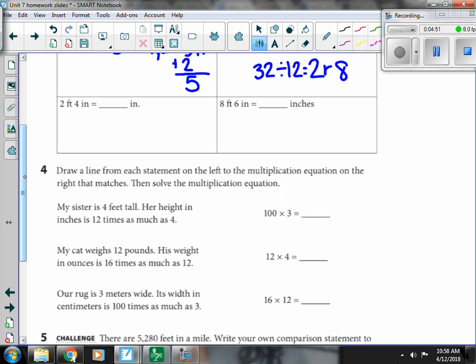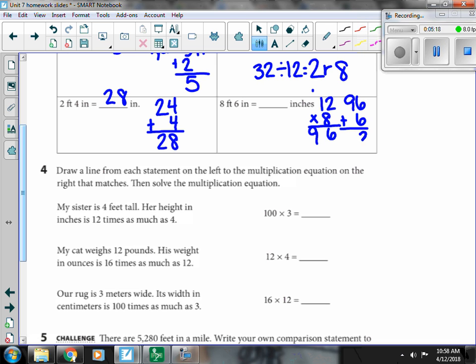My next one, 2 feet is 24 inches, plus the 4 inches that I already had, so now I'm up to 28 inches. Then 8 feet 6 inches into inches. Again, I'm going to do 12 inches in a foot times my 8 feet is 96 inches. And I already had 6 inches. So I end up with 102 inches.